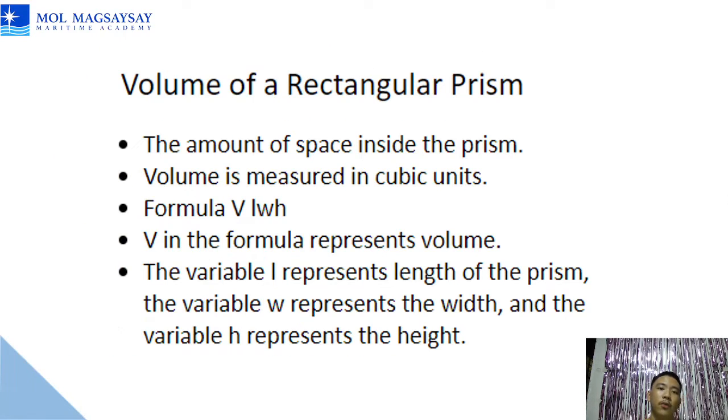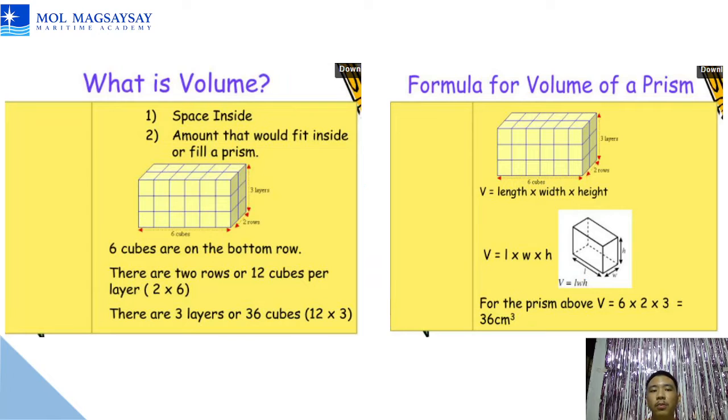So, volume of a rectangular prism. The amount of space inside the prism. Volume is measured in cubic units. The formula is volume equals length times width times height. So V in the formula represents the volume. The variable L represents the length of the prism. The variable W represents the width, and the variable H represents the height. So what is volume? First, it is the space inside. And second, it is the amount that would fit inside or fill a prism.